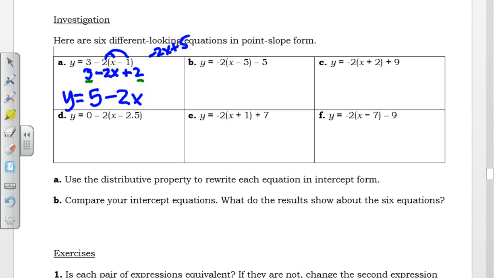We'll try it again on the next one, letter B. Distribute the 2. Negative 2 times negative 5 is positive 10. And now my like terms are the 10 and the 5. Negative 2x, and that is a positive 5.